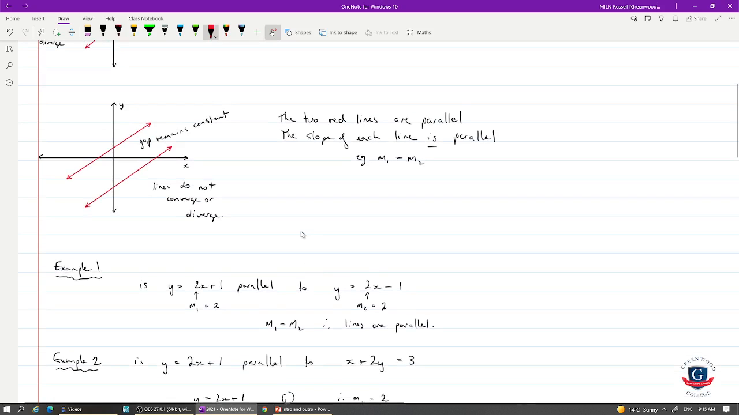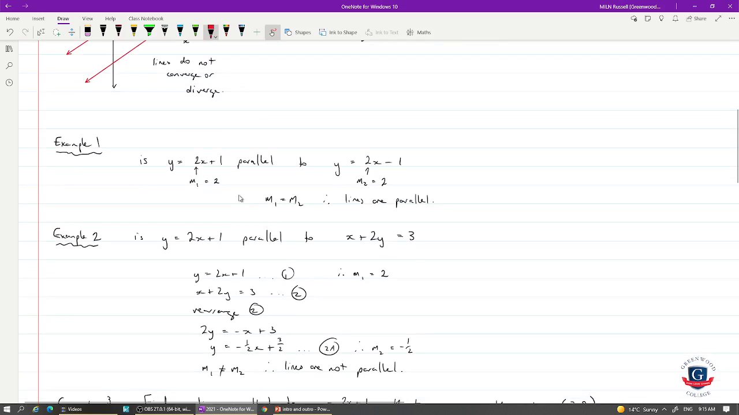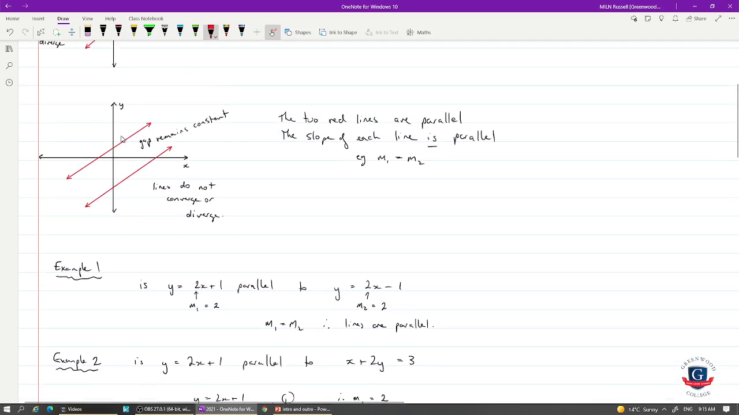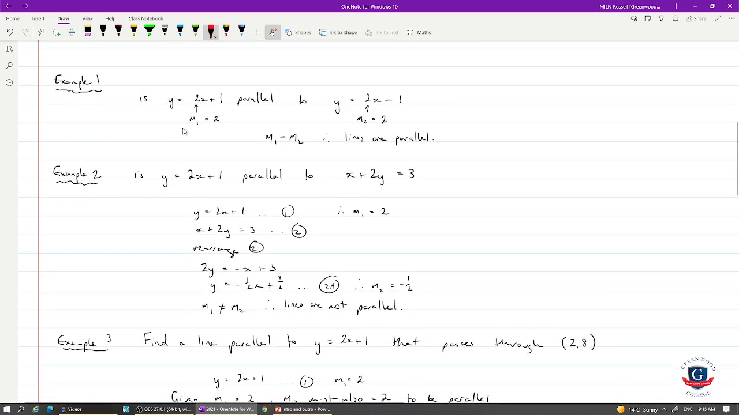So, how do we work with parallel lines? Well, in this case, we're trying to find out, is y equals 2x plus 1 parallel to y equals 2x minus 1? Well, to find out if they're parallel, we just look at the gradient. We can ignore the y-intercept, that doesn't matter. As we can see with these parallel lines, the y-intercepts are different. That doesn't impact the fact that they're parallel or not. We just look at the gradient here and here.